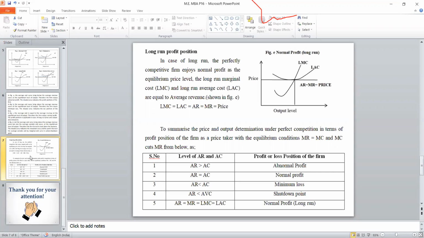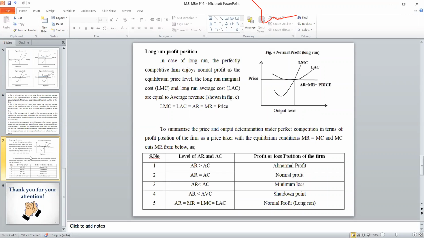For your sake, I will repeat again. When average revenue is more than average cost, abnormal profit. Average revenue equal to average cost, normal profit. When revenue is less and cost is more, minimum loss. Not only is the cost more, but even the variable cost is more than the average revenue, then we have to shut down the business. So the first 4 are for the short run price and output determination.